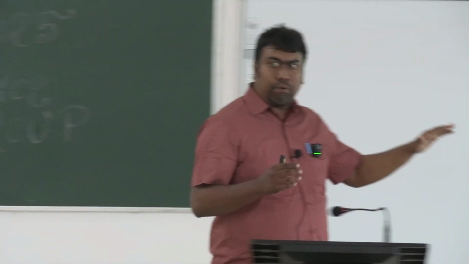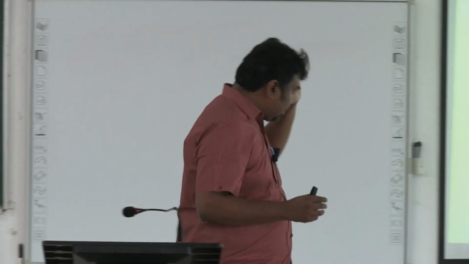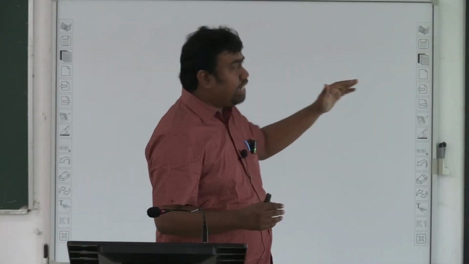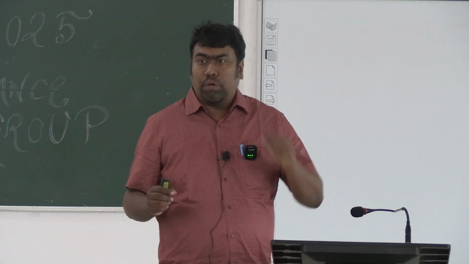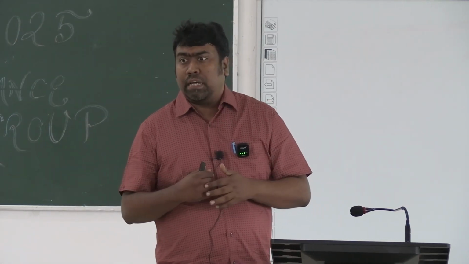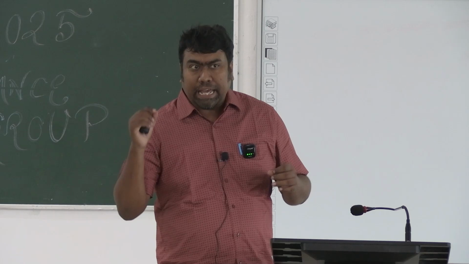Alpha blocker, beta blocker, centrally acting agents, sympatholytic agents like clonidine, methyldopa. Clonidine, how does it act? Clonidine has already been taught. Agonist. So how can it help in hypertension?